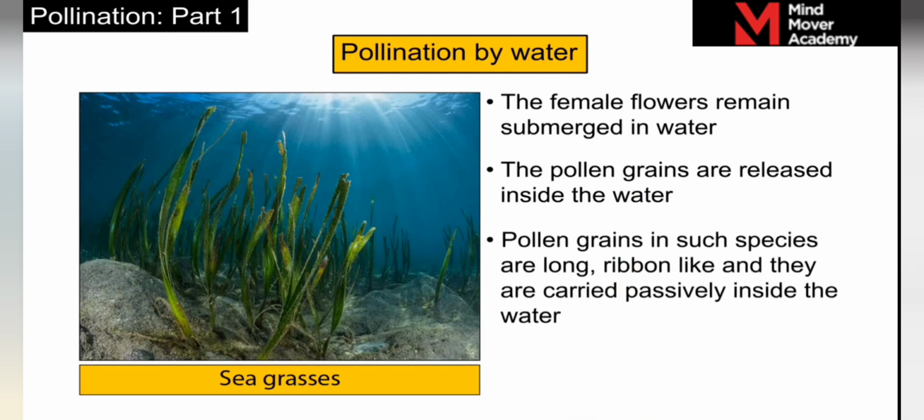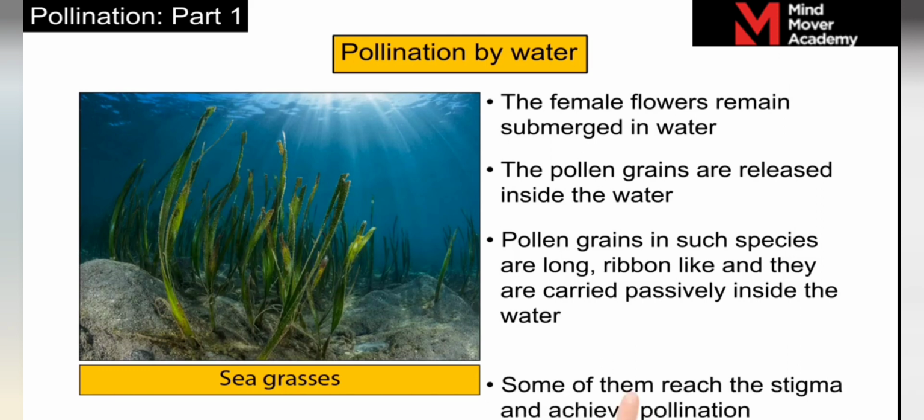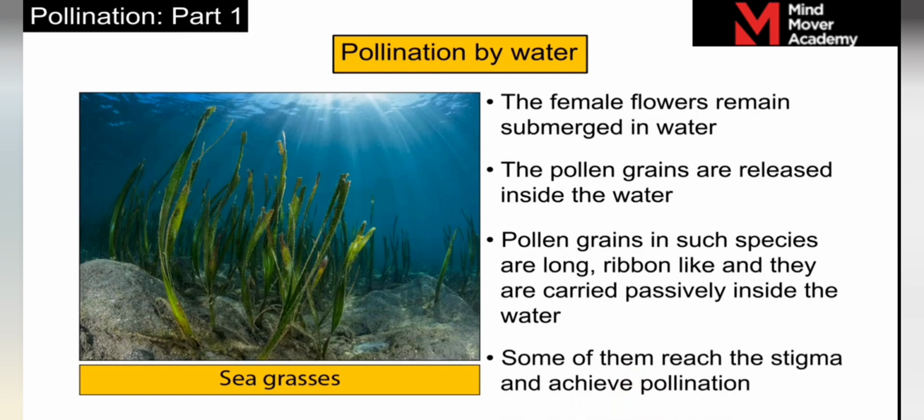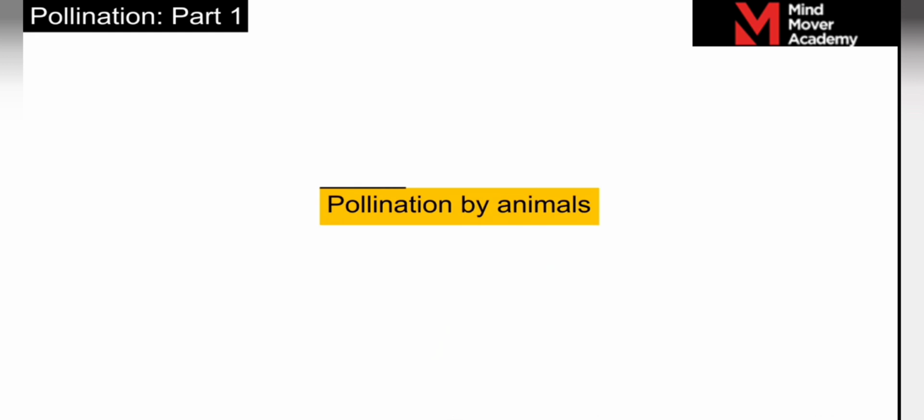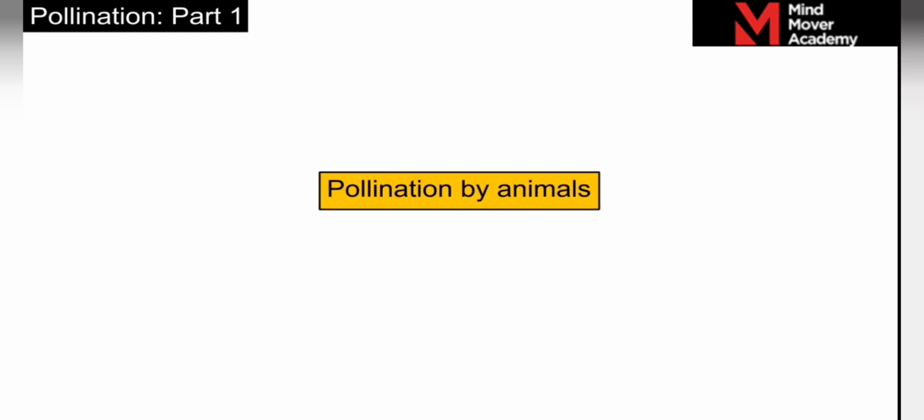Pollen grains in many such species are long, ribbon-like, and they are carried passively inside the water. Some of them reach the stigma and achieve pollination. Did you know that in most of the water-pollinated species, pollen grains are protected from wetting by a mucilaginous covering? Now let us discuss the pollination by animals.